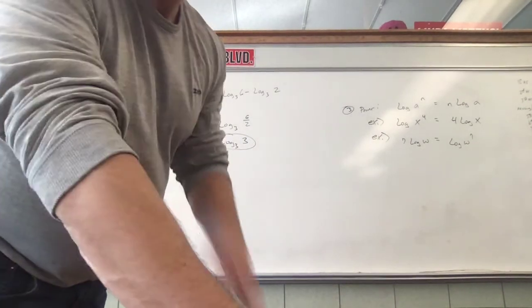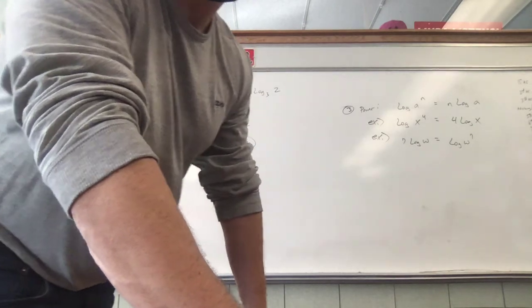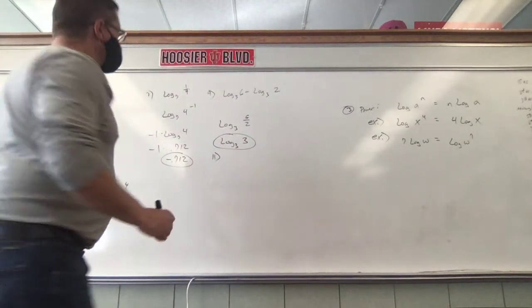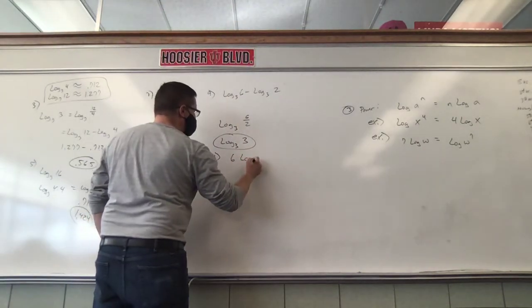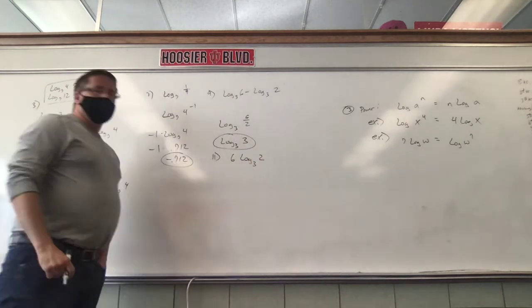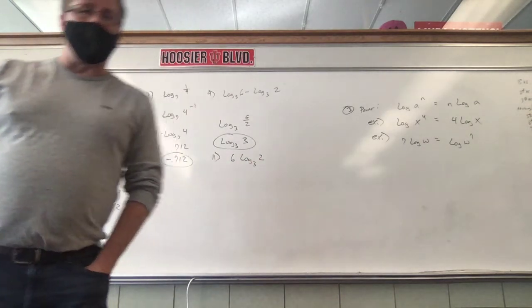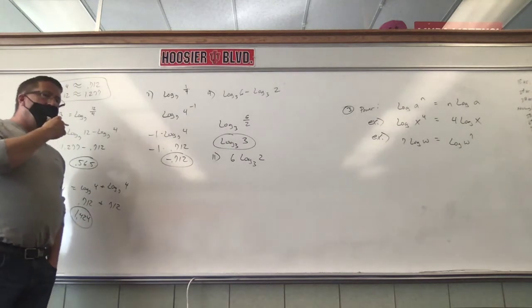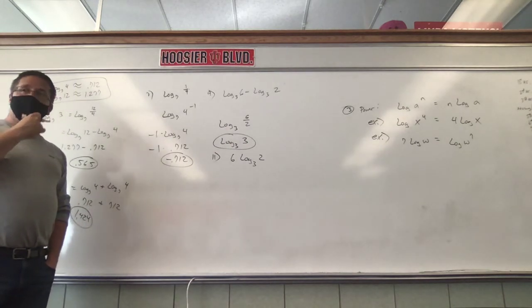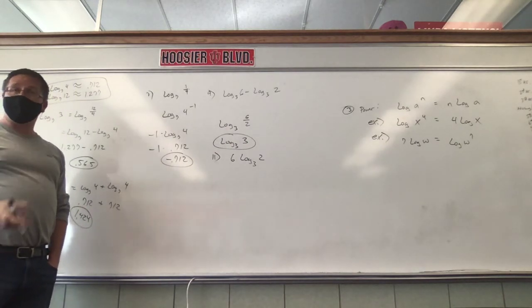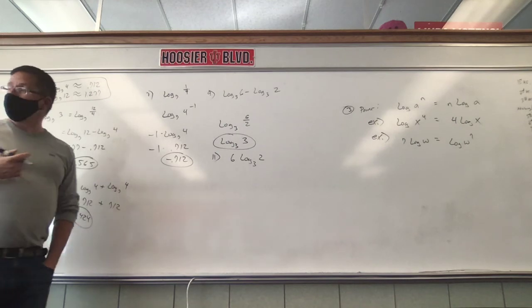Okay, so we have 6 log base 3 of 2. Okay, they want you to rewrite this one, okay? So, are we going to use the product rule? What's that?